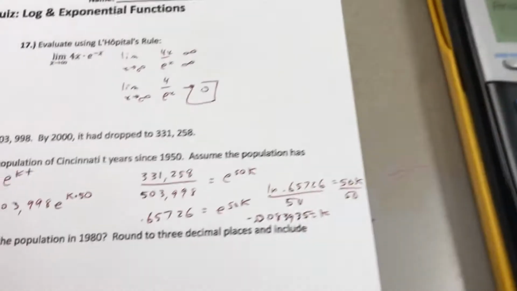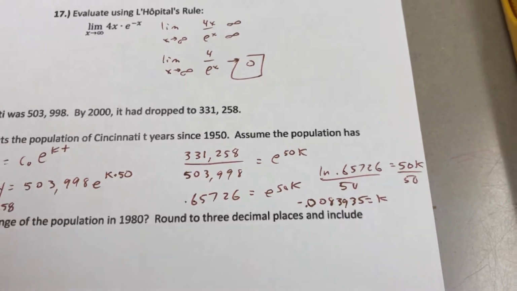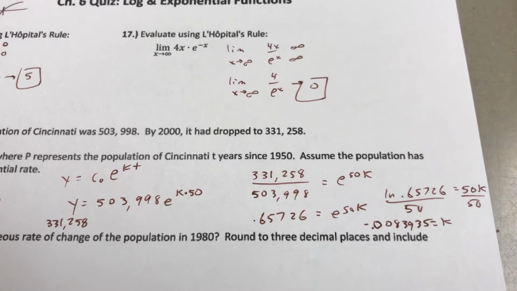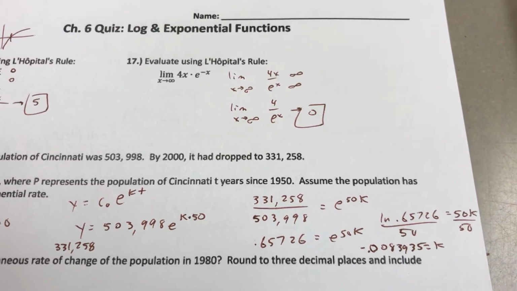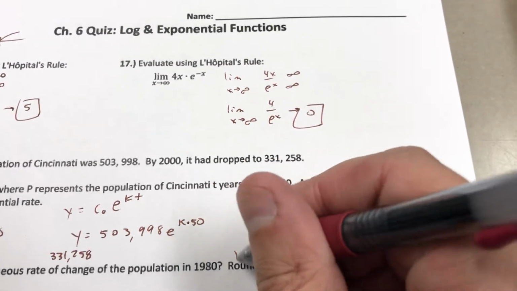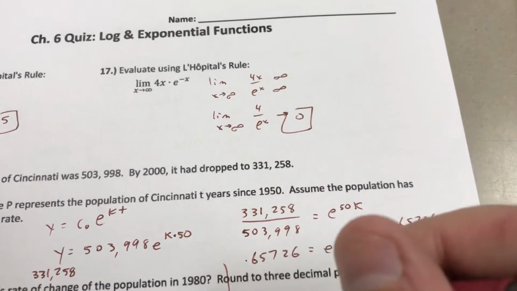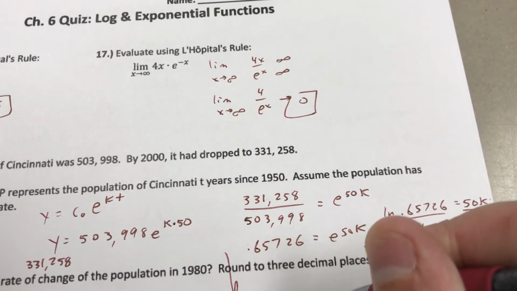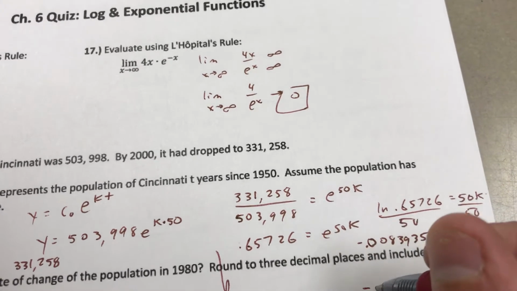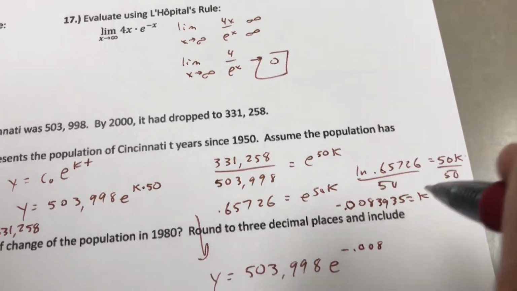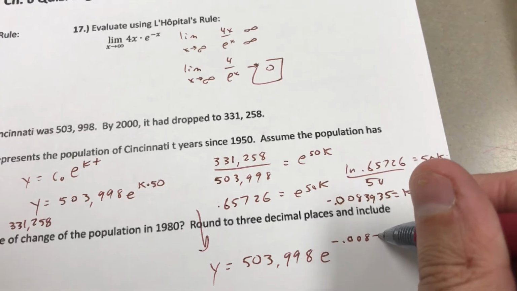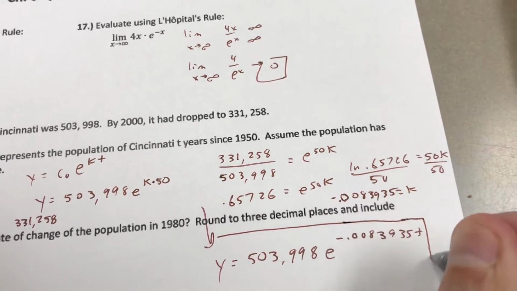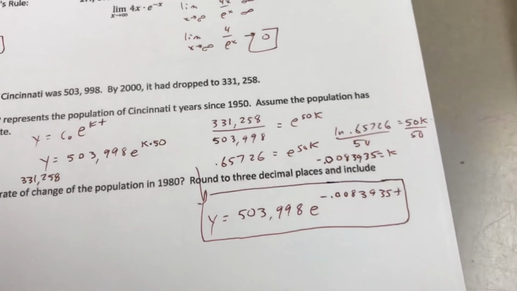So anyway, I'm going to go a lot of decimal places there. Go as many as you can. Actually, again, if you can keep it in the calculator, that's even better. All right, so our final function here, I kind of ran out of room, but it would be y equals 503,998 e to the negative 0.0083935t power. Okay, there's our function.